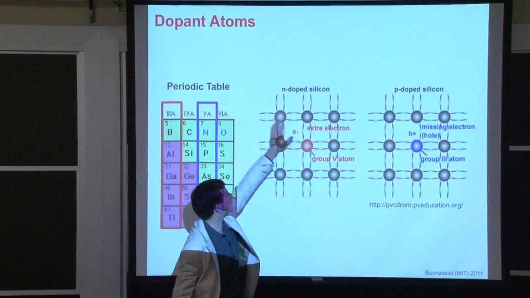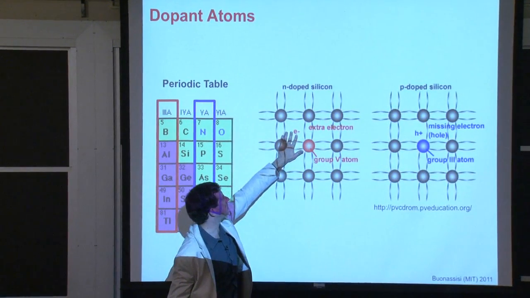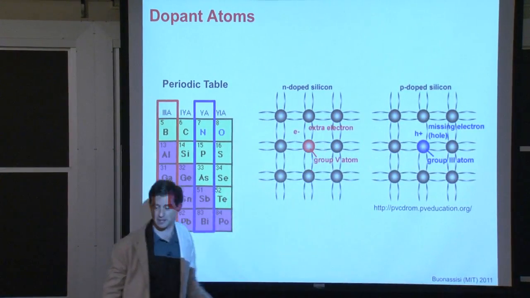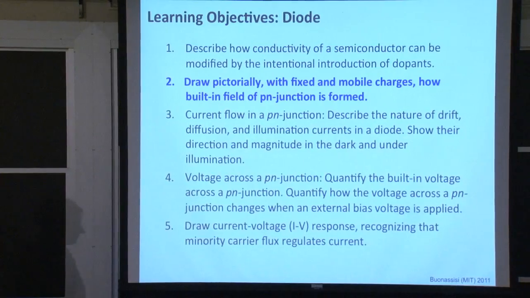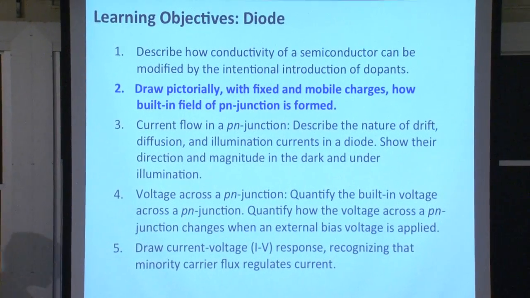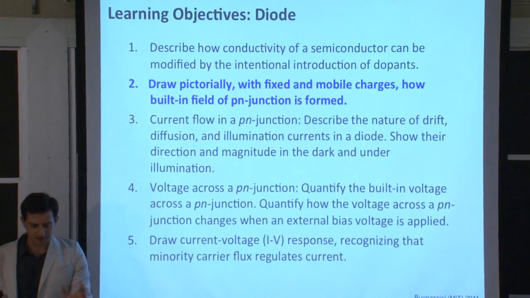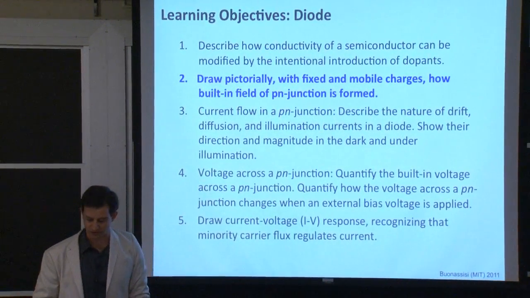N and p comes from negative and positive, negative being the electron charge and positive being the hole charge. Right? So that's where the N and p type come from. Great. So now, pictorially, we're going to draw a pn-junction, or a junction with our fixed and mobile charges.